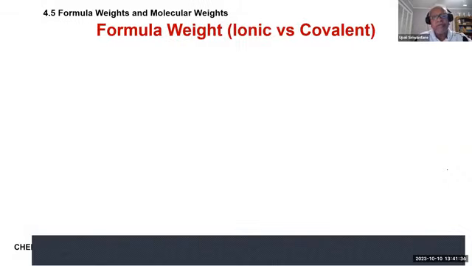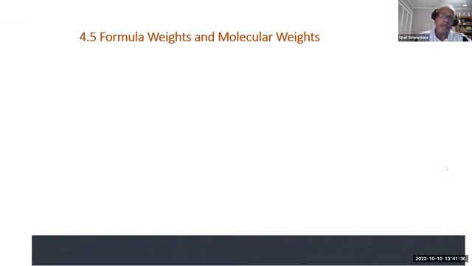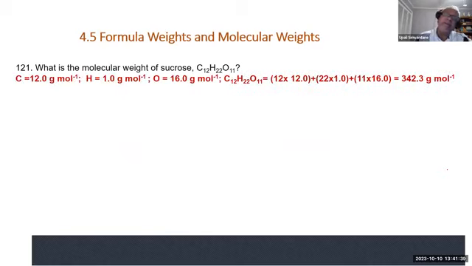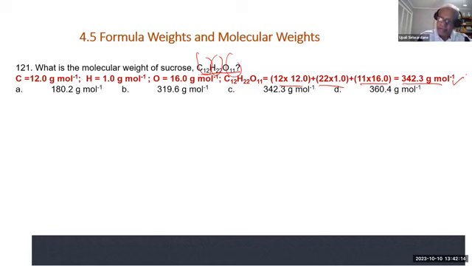So there are questions where you can calculate the molecular weight for covalent compounds. Covalent compounds have molecules. You add up 12 carbon, 22 hydrogen, 11 oxygen. These are all multiplied by subscript atomic masses. You get sucrose, the sugar we use in coffee or beverages. This is sucrose, the molar mass or molecular weight. That's the correct answer.